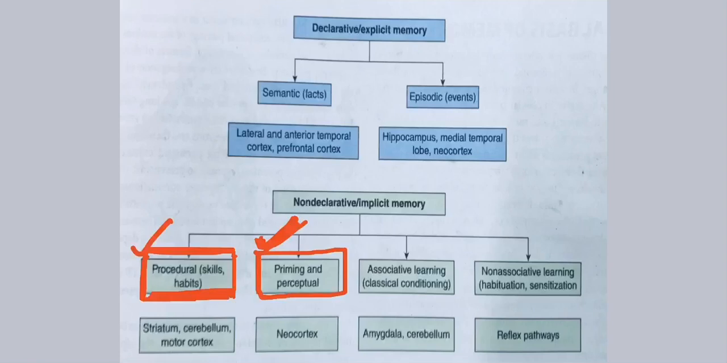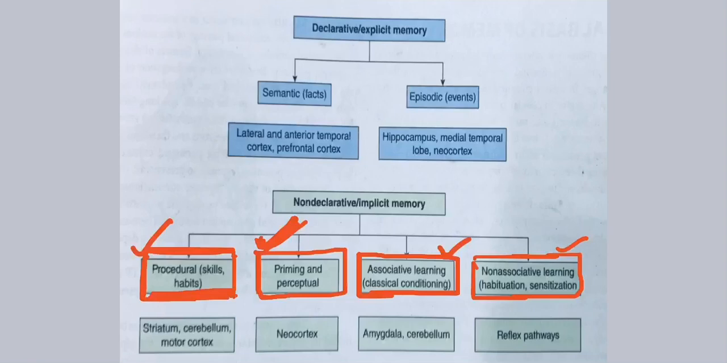Now the associative and non-associative learning that we discussed in the previous slide, we will discuss in detail in the coming slide, but in the previous slide we talked about learning. So they are also a type of, they fall under non-declarative or implicit memory.